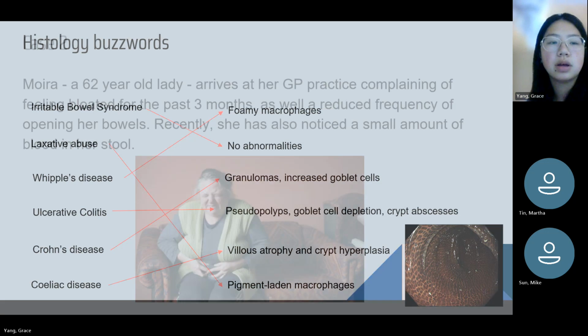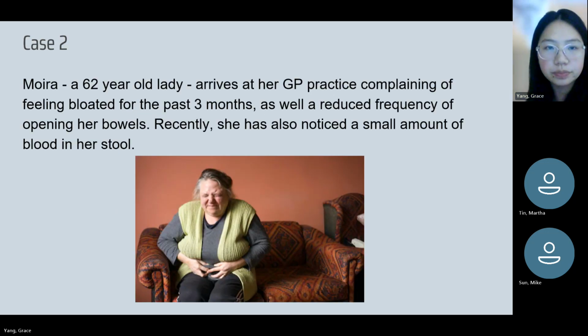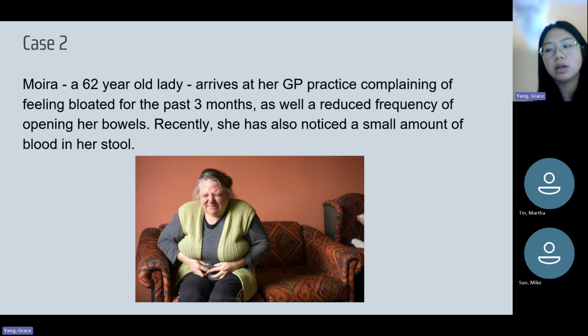Okay. So case 2, we've got a 62-year-old lady complaining of feeling very bloated for the past 3 months and a reduced frequency of opening her bowels. Recently, she had noticed a small amount of blood in her stool. So this should be getting all your alarms going.